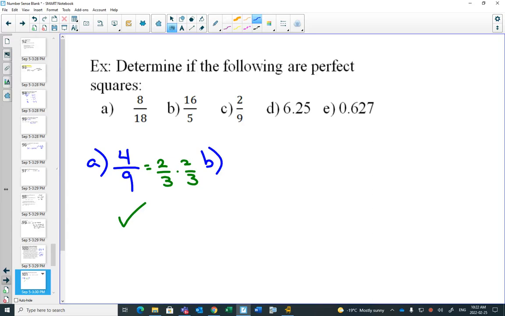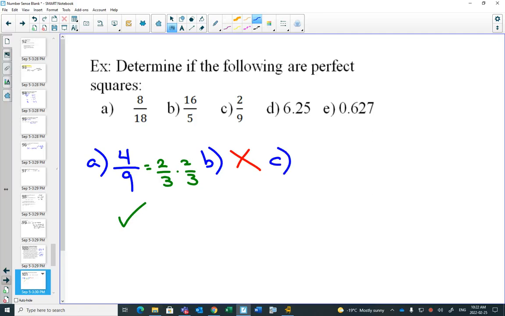When we get to B, it's already in lowest terms. The top number is 4 times 4, but the bottom number is 5, not a perfect square. So B would not be a perfect square.